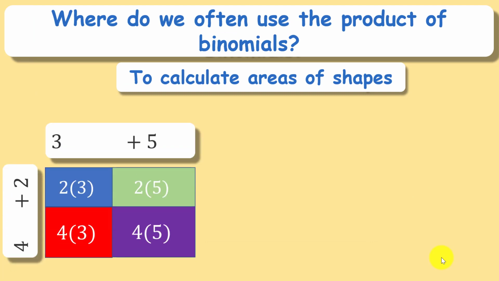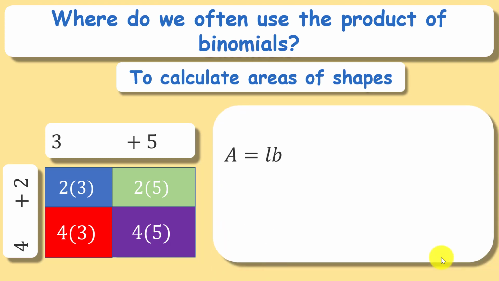Check it out. We've got a big rectangle consisting of a blue, a green, a red, and a purple rectangle. If we have to calculate the area of the big rectangle, it will be length times width. We can say it is just 6 units times 8 units, which will be 48 square units. Or we can break the rectangle up into 4 smaller rectangles and multiply separately.